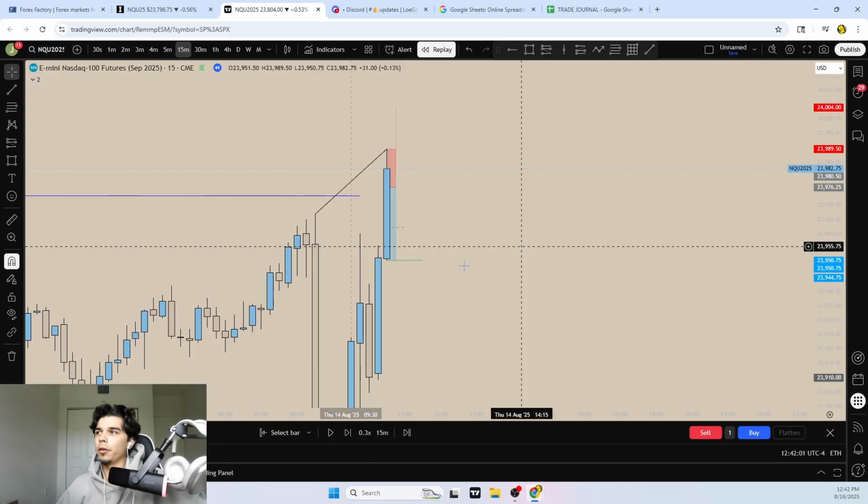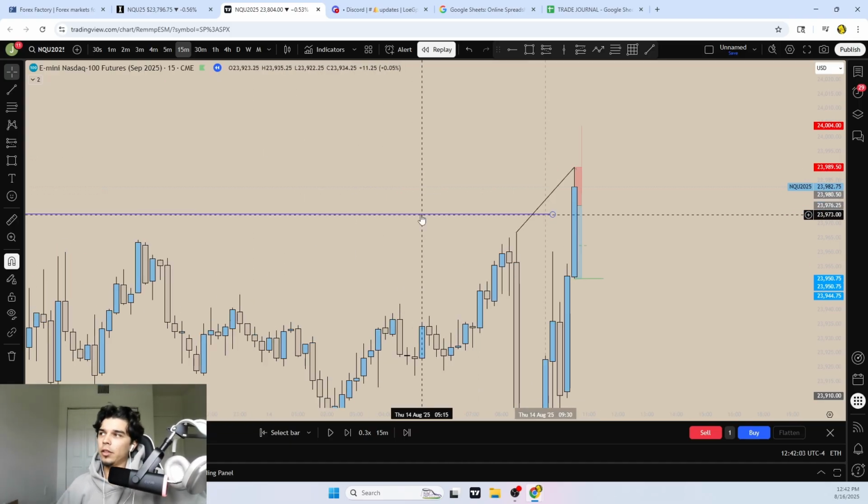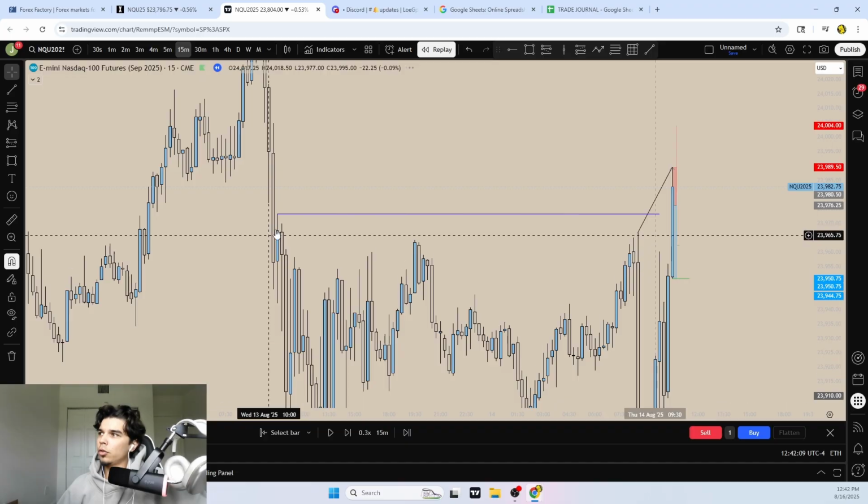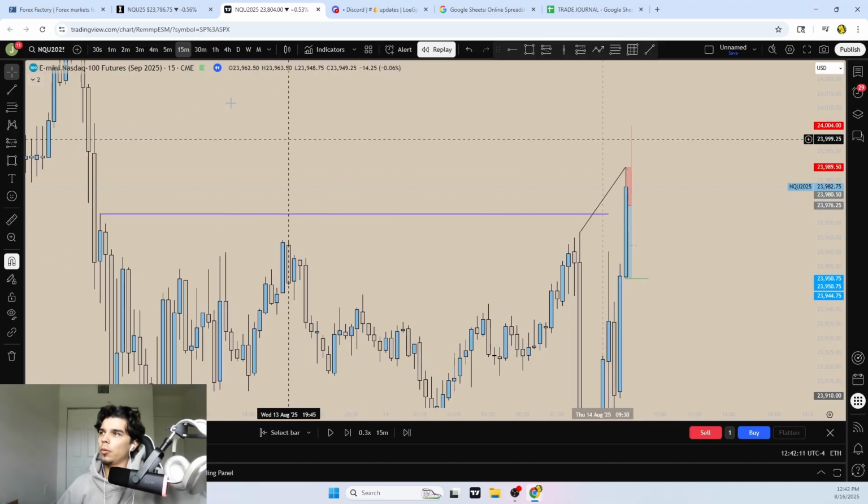Is a high time frame narrative, right? So what is our high time frame narrative in this situation? Well, this is an unfilled 30-minute gap. Here's what it looks like on the 30-minute, right, the fair value gap right here. And then it's also the entry point to an unfilled 15-minute gap as well.